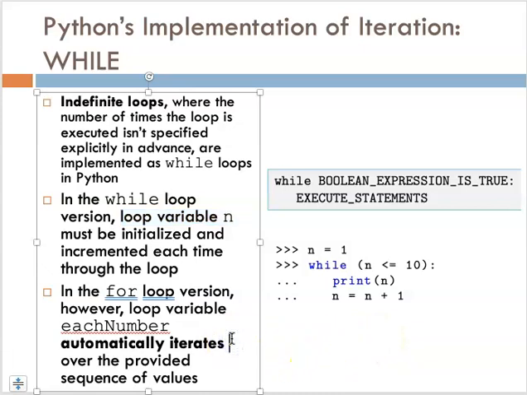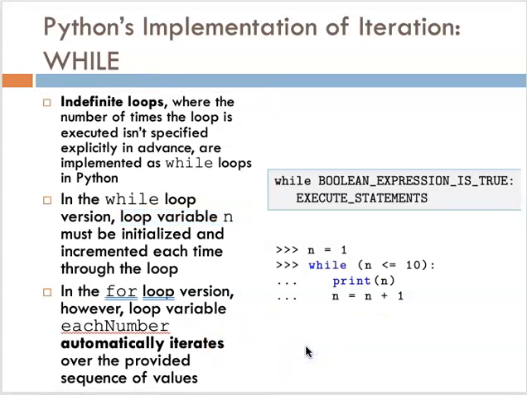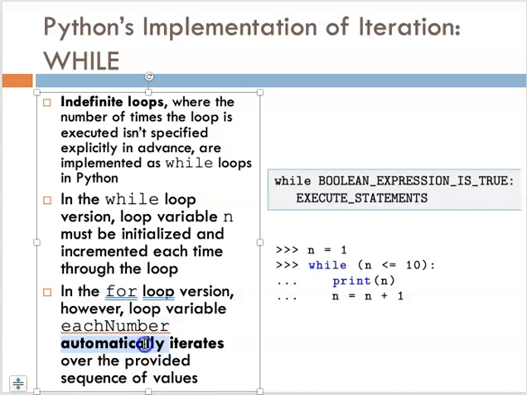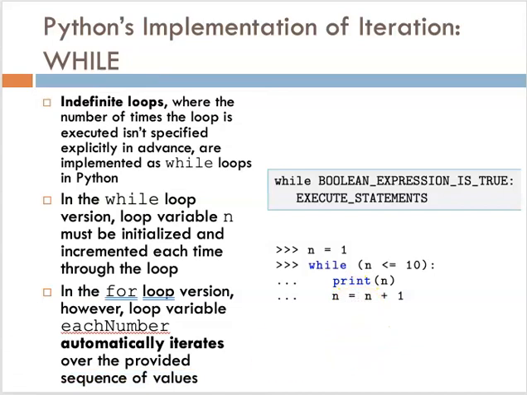And so you can usually interchange between these two kinds of loops. So it's relatively easy to do. And in the for loop version, the loop variable was each number, and that automatically iterates over that sequence of values that's provided. So that's done implicitly there. Here you have to do it explicitly. So there we have it. These are the three fundamental control structures, and with these three control structures, and given enough time and memory, you can solve any problem in the universe that's computable.